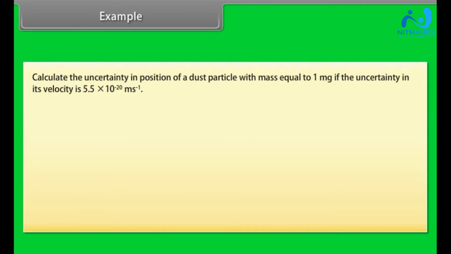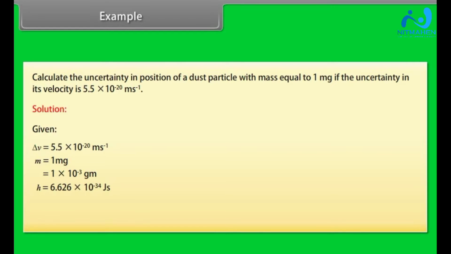Example: calculate the uncertainty in position of a dust particle with mass equal to 1 mg if the uncertainty in its velocity is 5.5 into 10 raised to the power minus 20 meter per second. Solution: given delta v is equal to 5.5 into 10 raised to the power minus 20 meter per second. m is equal to 1 milligram, which is equal to 1 into 10 raised to the power minus 3 gram. h is equal to 6.626 into 10 raised to the power minus 34 joule second.